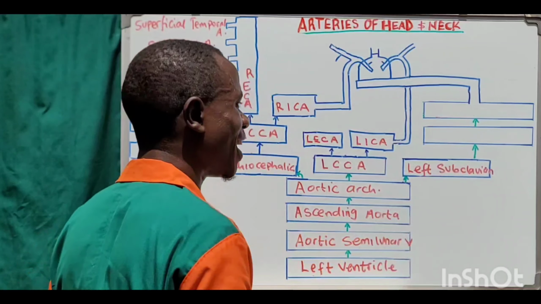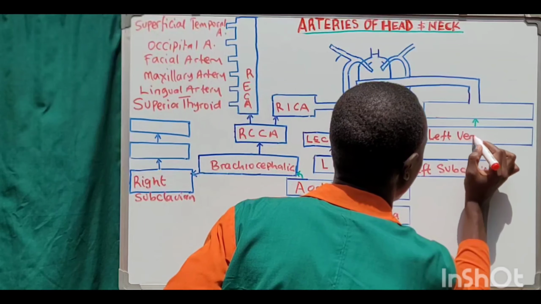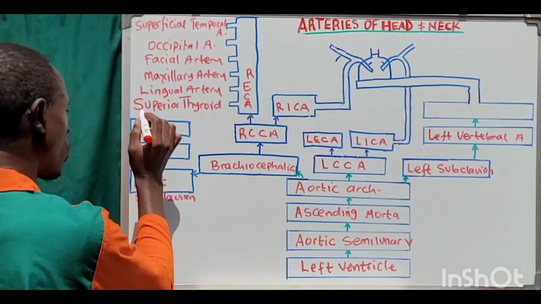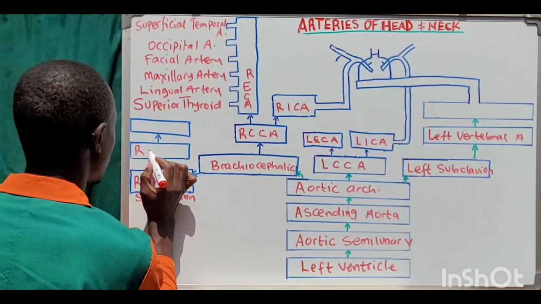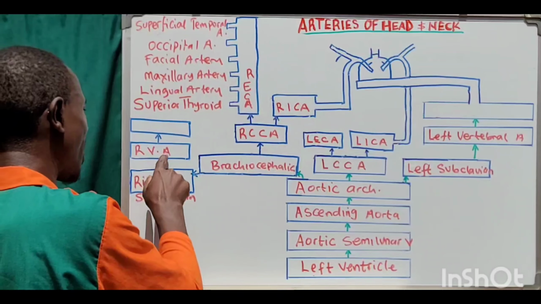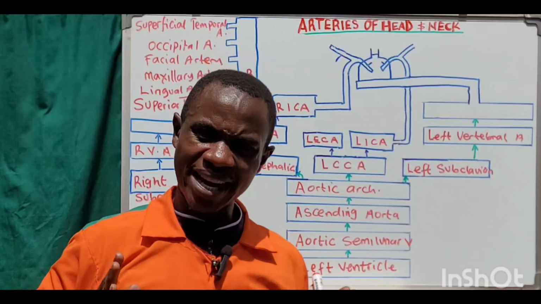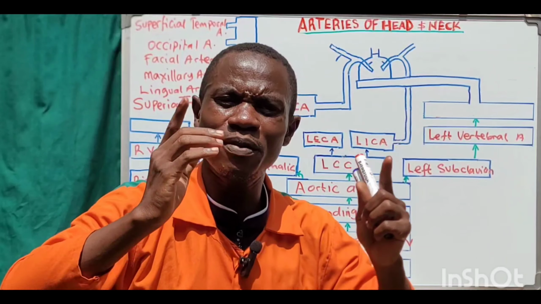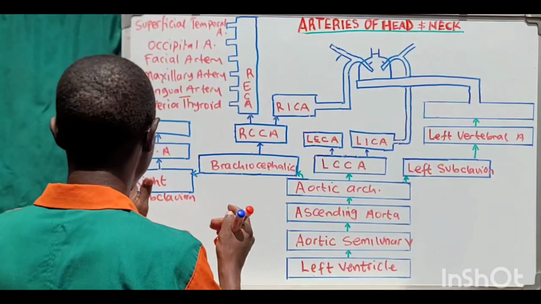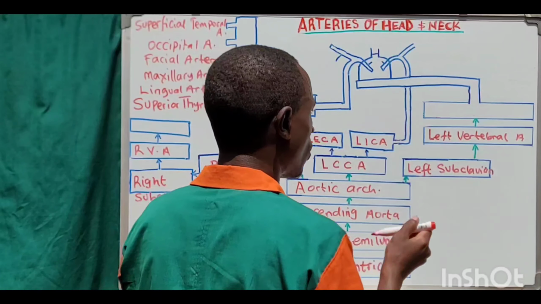So now the left subclavian artery will give us the left vertebral artery. And of course, the right subclavian artery also gives a branch which we call the right vertebral artery. Okay. Now the right vertebral artery and the left vertebral artery, around the pontomedullary junction, come together and make one artery, which we call the basilar artery. So now, when the right and left come together, they make the basilar artery.